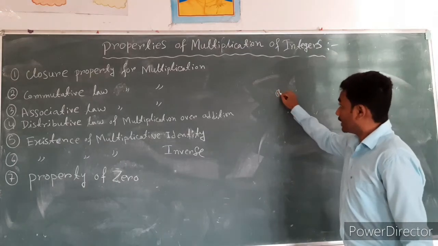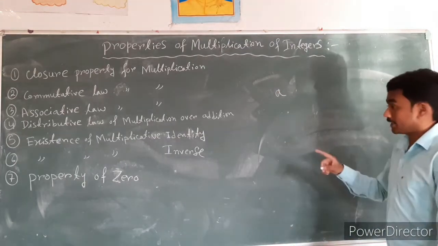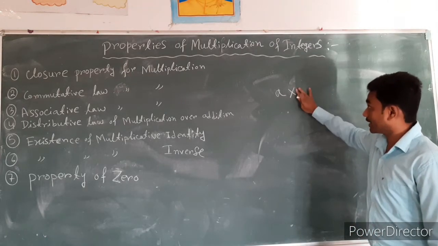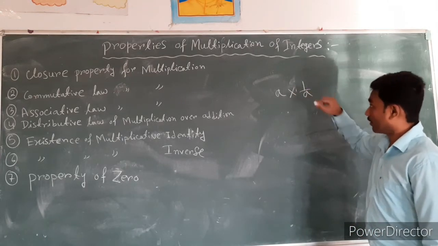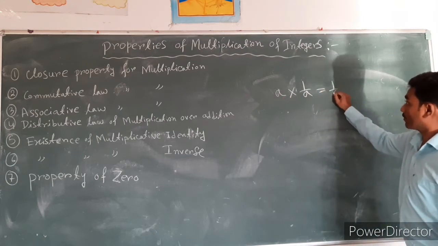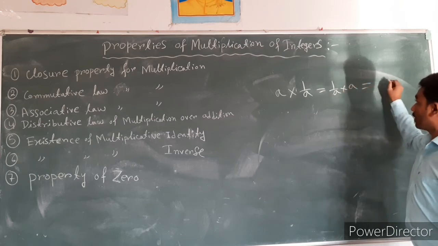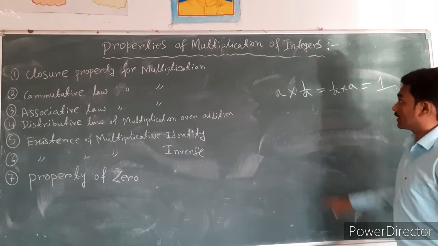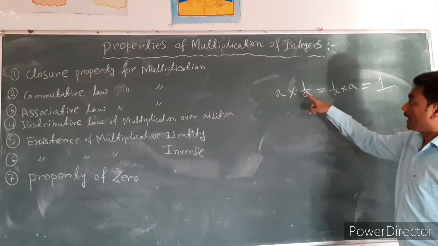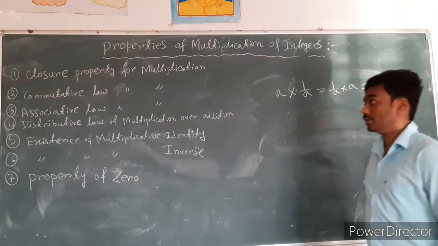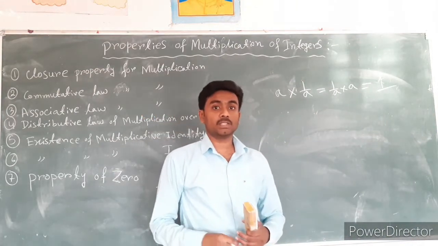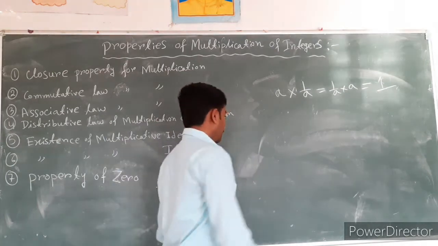If a is an integer, then there exists a unique number, that is 1 by a, such that a cross 1 by a is equal to 1 by a cross a is equal to 1. Then 1 by a is the multiplicative inverse of a. So how can we find the multiplicative inverse of any integer?